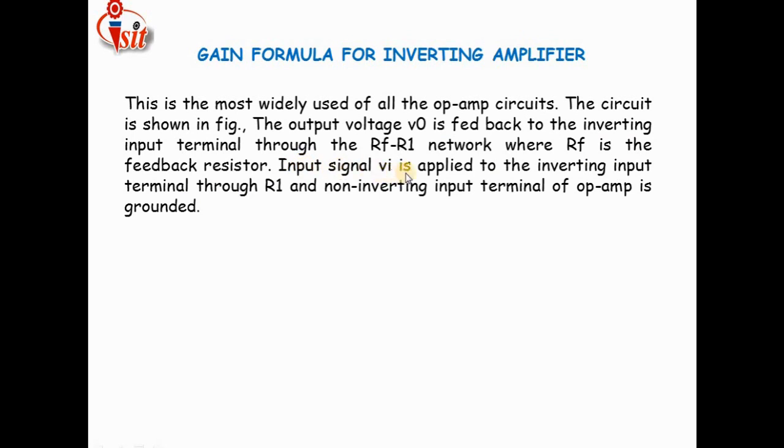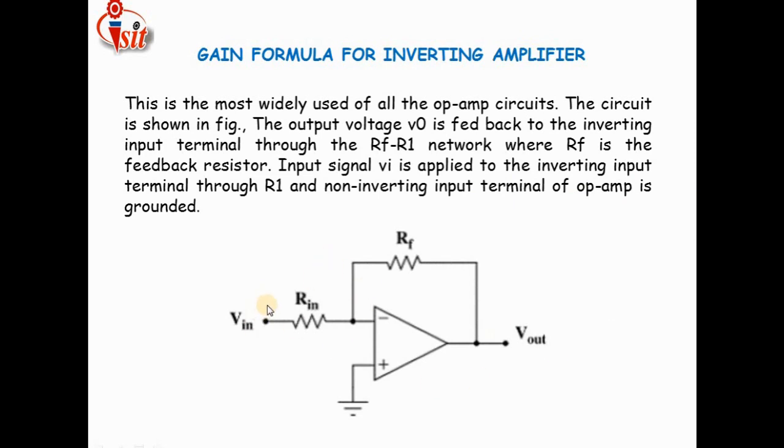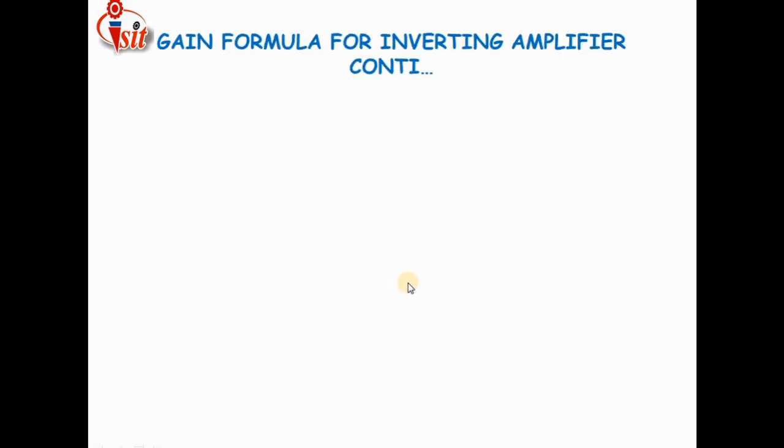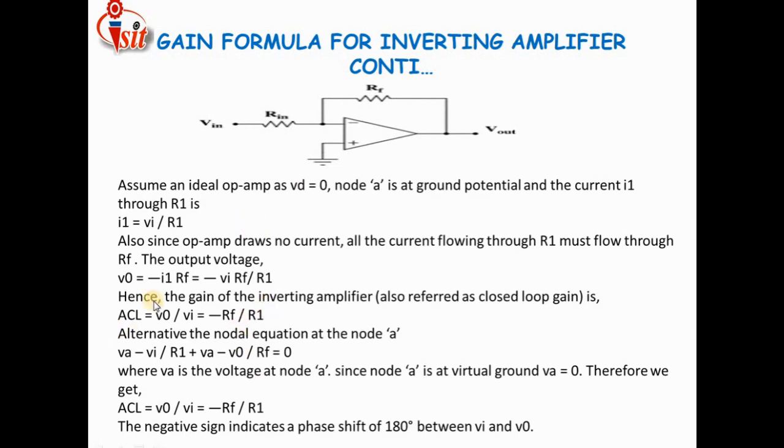Input signal Vi is applied to the inverting input terminal through R1, and the non-inverting input terminal of the op amp is grounded. Just see here, input is given to the inverting terminal of the op amp, and the other terminal is grounded. This is an RF feedback connected between output and input. This is a negative feedback. Then the gain calculation.